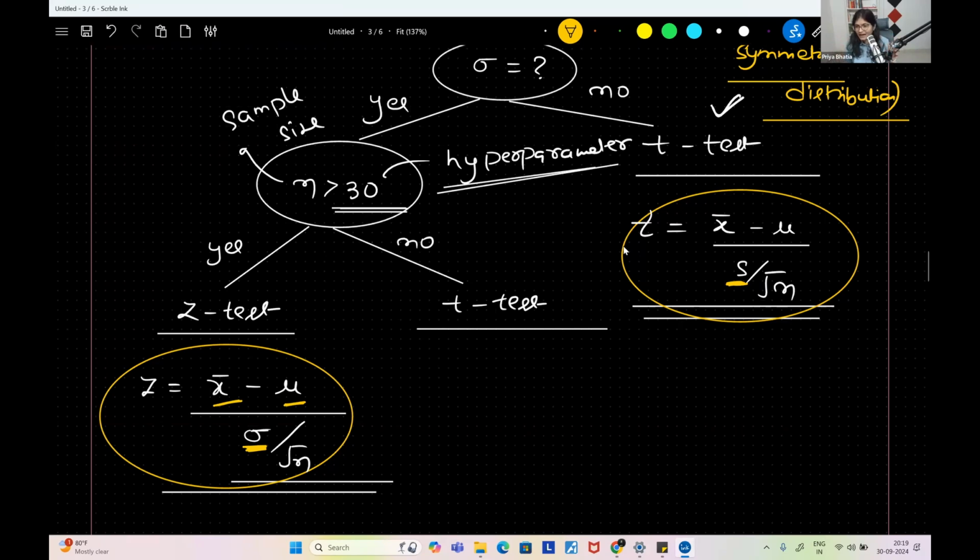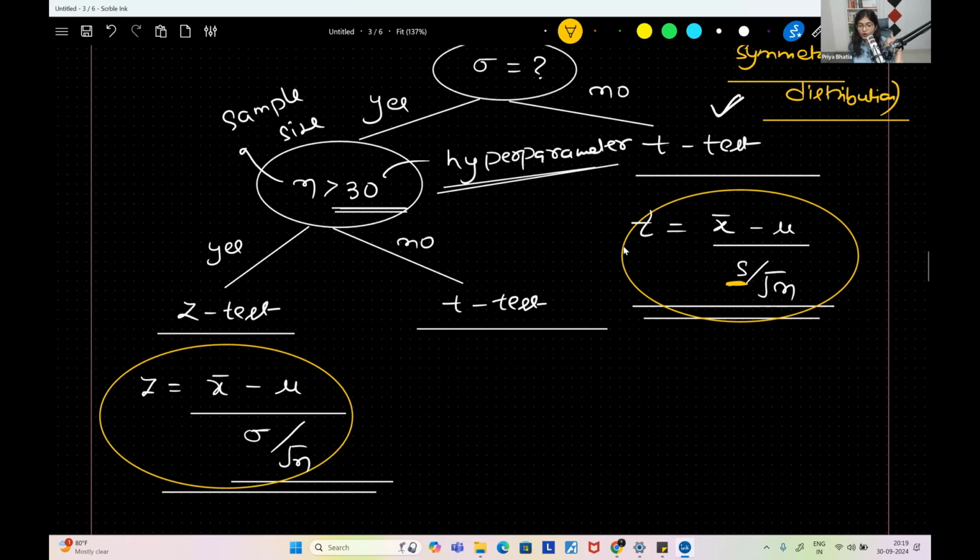So intuitively, if I have to explain this to you, just try to see this formula very carefully. What is happening? We are taking a difference between a population value and a sample value, the sample mean and the population mean. And we are dividing that by sigma or s upon square root of n.